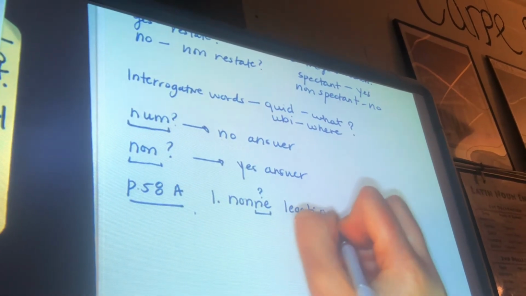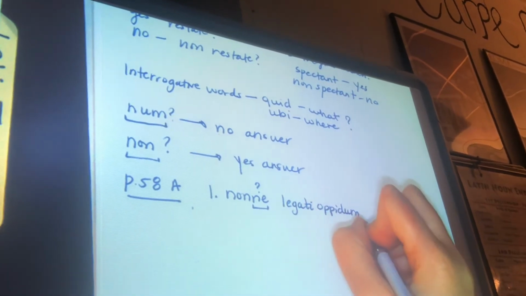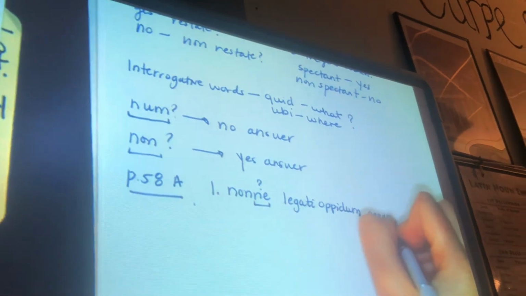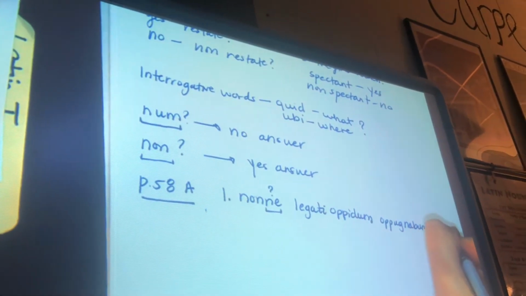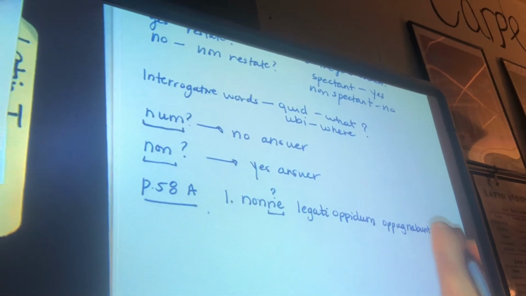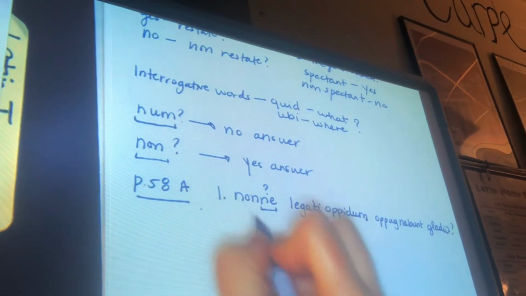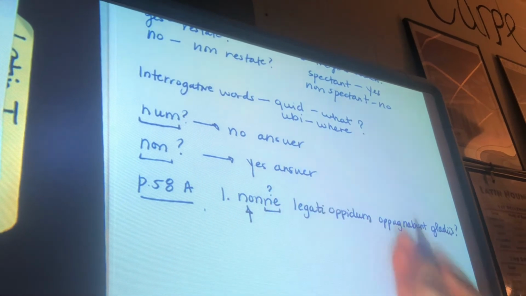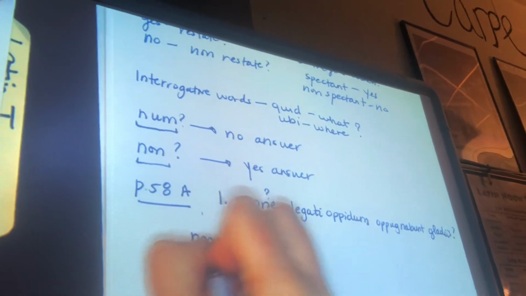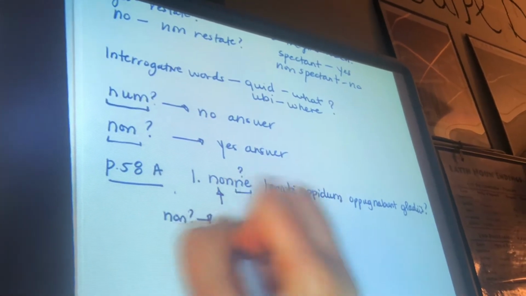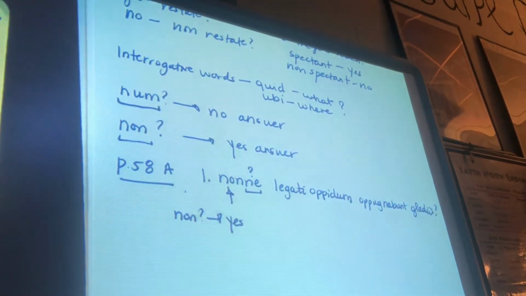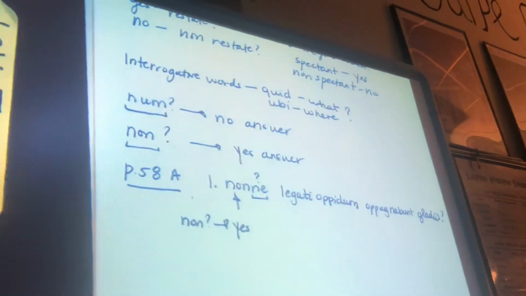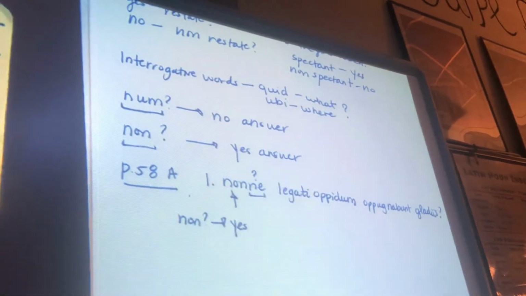Legati oppidum oppugnabunt gladiis. Okay. If there is a non in the question, what kind of an answer do you want? A yes answer. It's almost the opposite. If there's a negative word in the question, you want a positive answer.